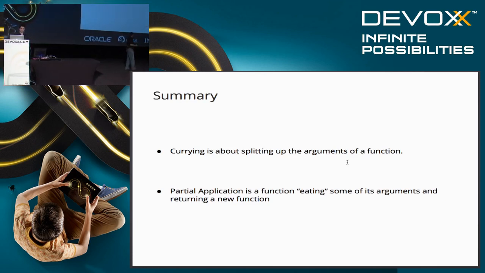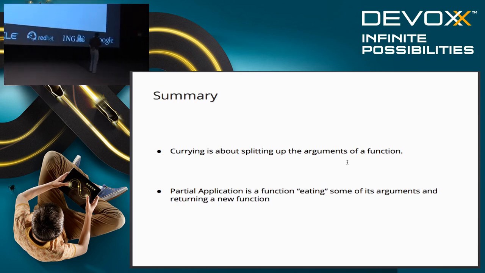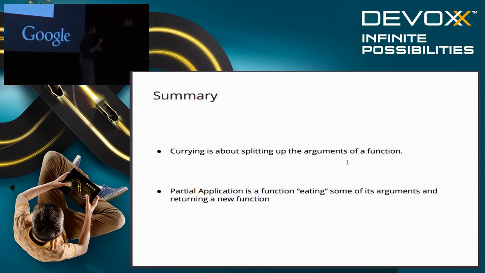In summary, when we're talking about currying, it is splitting up the arguments of our function in layman's terms, and partial application is the eating aspect of that. So putting in values that fill in some of those arguments and returning new functions.